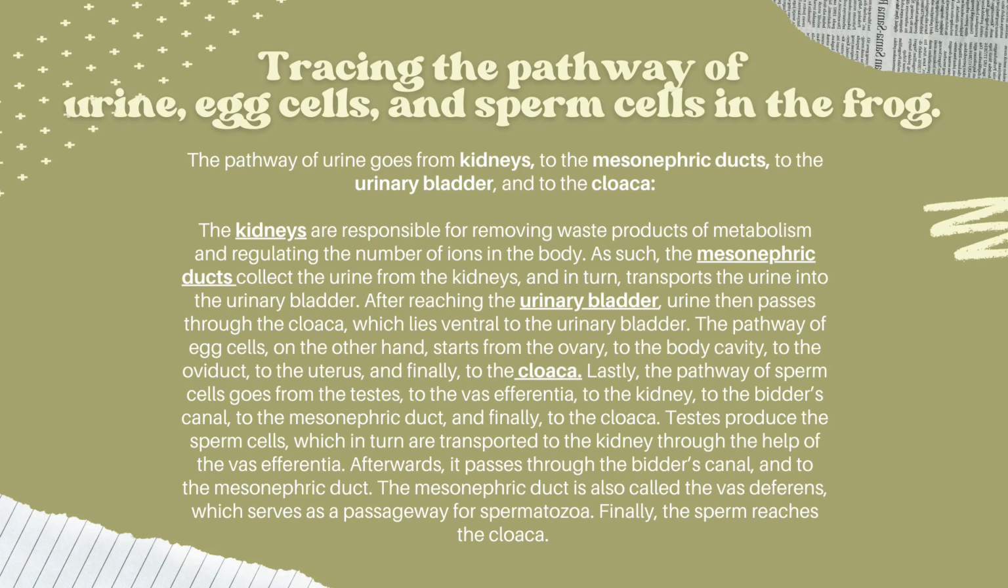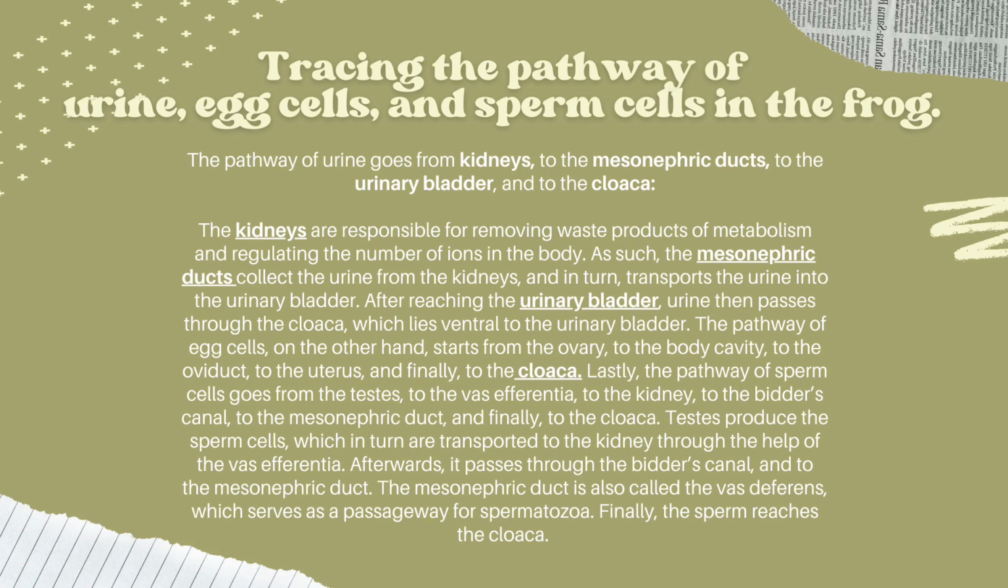The pathway of urine goes from the kidneys to the mesonephric ducts, to the urinary bladder, and to the cloaca. The kidneys are responsible for removing waste products of metabolism and regulating the number of ions in the body. As such, the mesonephric duct collects the urine from the kidneys and in turn transports the urine into the urinary bladder. After reaching the urinary bladder, urine then passes through the cloaca, which lies ventral to the urinary bladder.